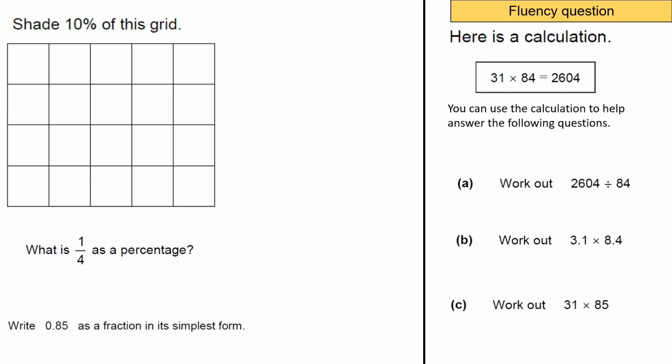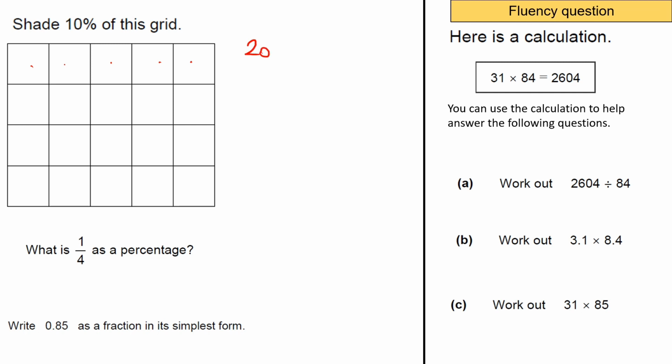Right, carrying on with more fluency questions. I'm going to start off with the top left again. It says shade 10% of this grid. So I'm just going to quickly count how many squares I've got. 1, 2, 3, 4, 5, 10, 15, 20. There are 20 of them.